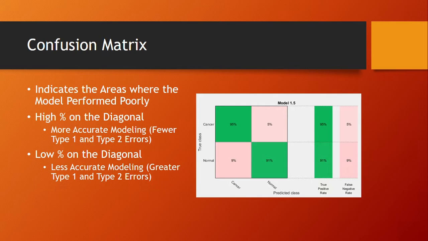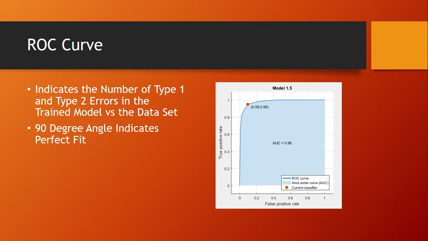Or, it's kind of hard to see in this one because it's only a 2 by 2, but if you expand it, you'll get blocks of high percentages off the diagonals every once in a while, and that indicates greater amounts of type 1 and type 2 errors.